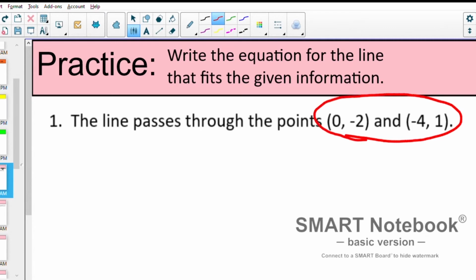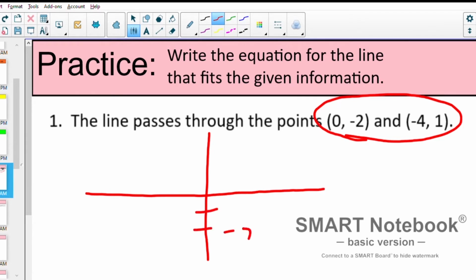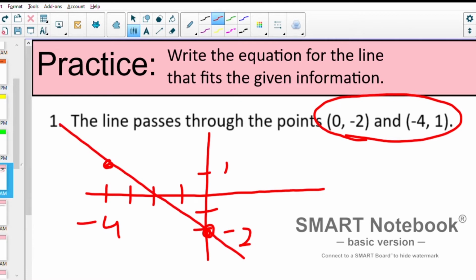So I'm going to graph those 2 points and we're going to see what the slope is for those. So we have our first point, 0, -2 down there. And our second point is at -4, 1, which will put us at that location. Our line passes through those 2 points. All right, now we are going to find the slope for these 2 points.